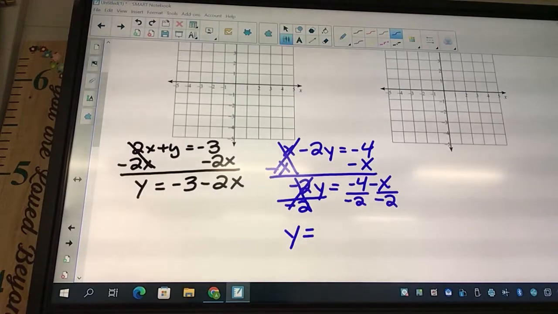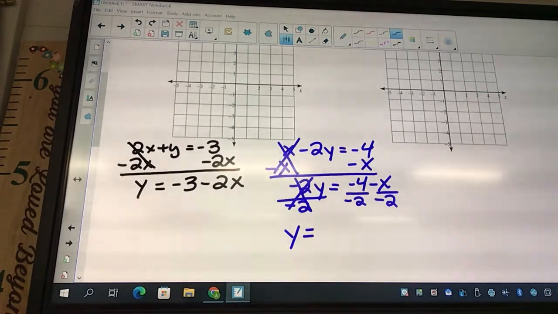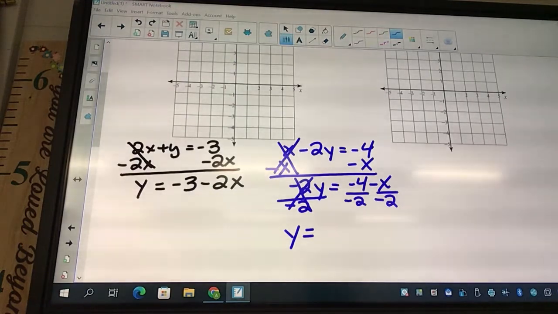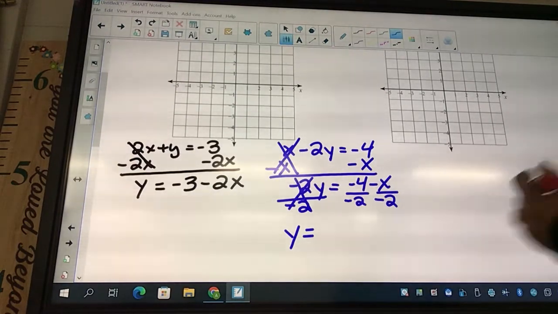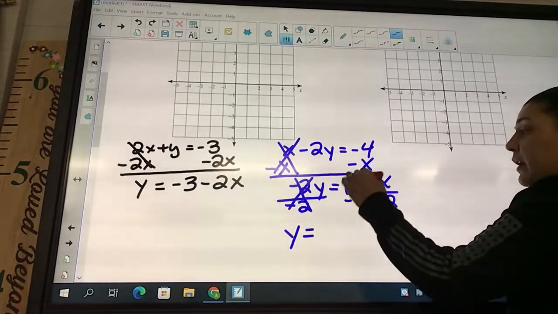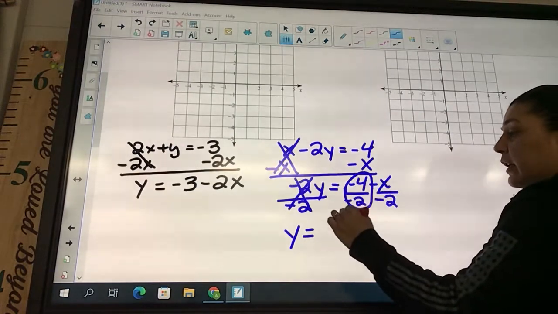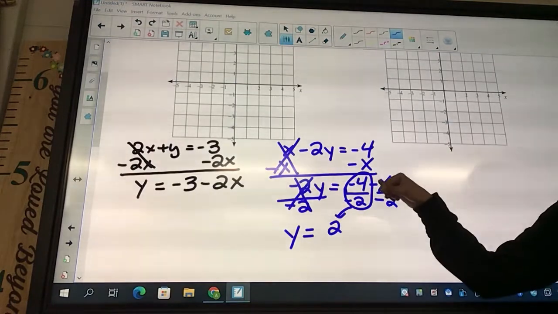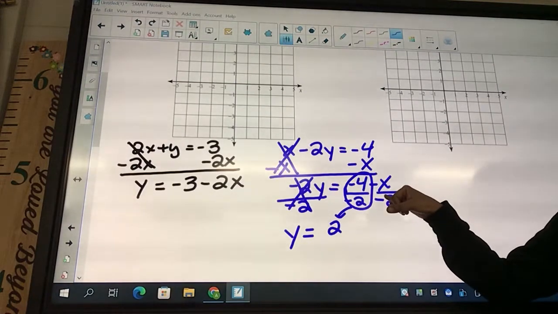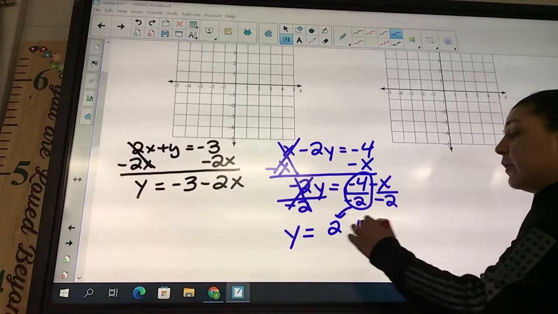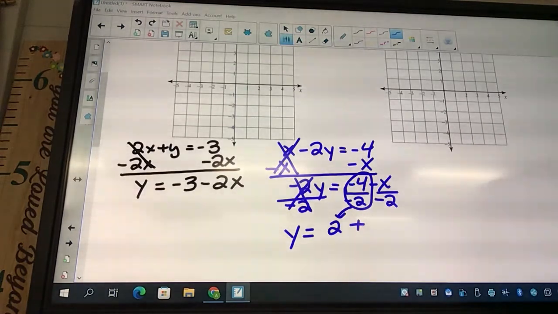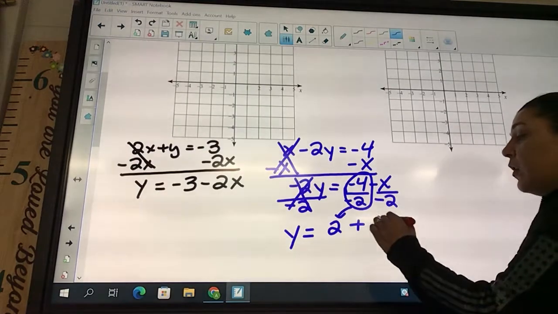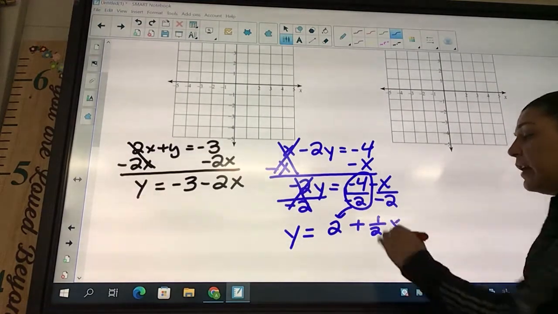Okay, now this is where it gets a little tricky. What's a negative negative? It's a positive, so your first part should be positive. And what is 4 over 2? 2. So for this part right here, you're going to get 2. Okay, this one, same thing. We got a negative negative, so that should be a positive. What number is in front of the x? There's a 1. So your slope is really going to be 1 over 2, and you can write the x off to the side.